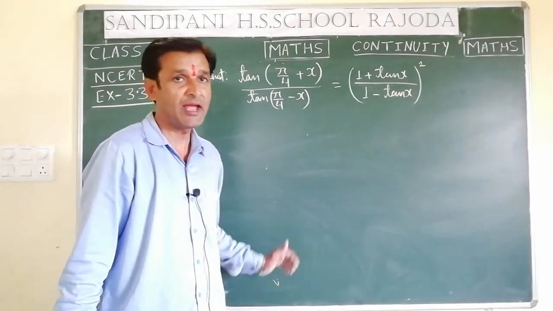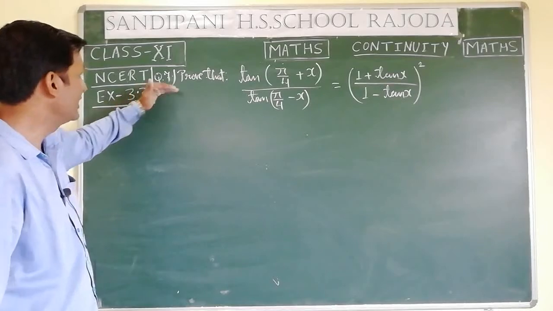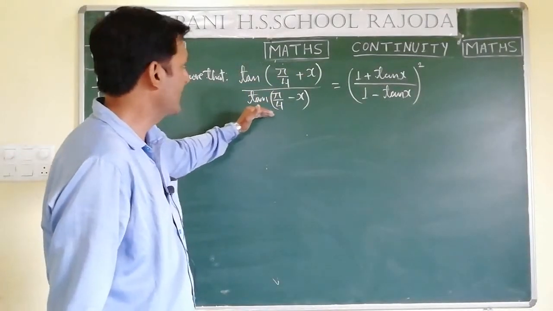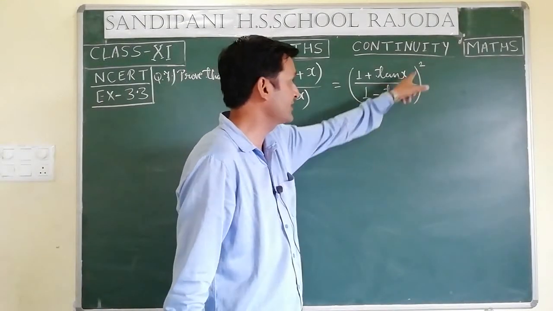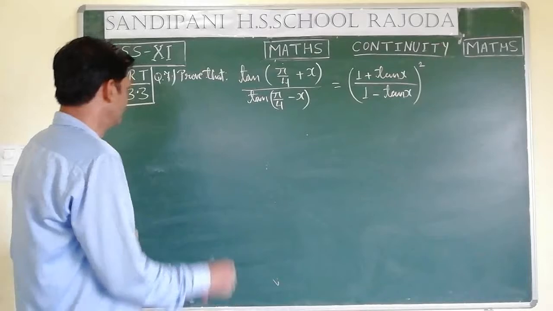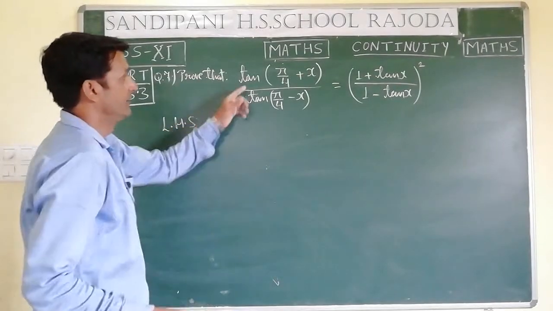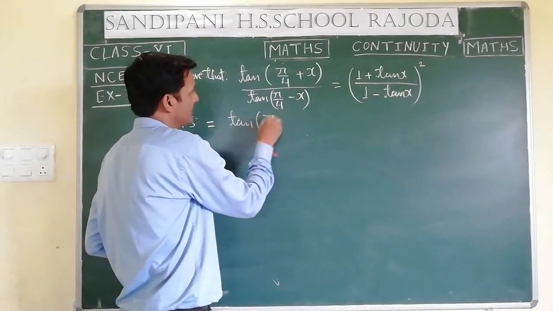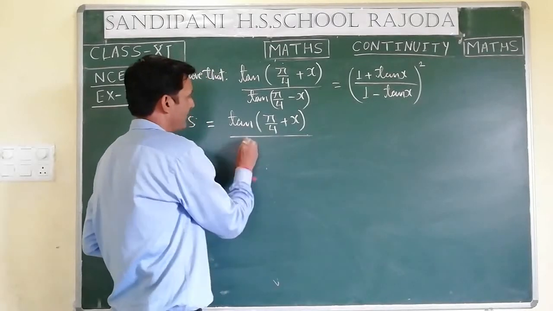Again I am explaining a question of NCERT exercise 3.3, question number 7. Prove that tan pi by 4 plus x upon tan pi by 4 minus x is equal to 1 plus tan x upon 1 minus tan x whole square. So let us take LHS. This we have to prove. So LHS is tan pi by 4 plus x upon tan pi by 4 minus x.